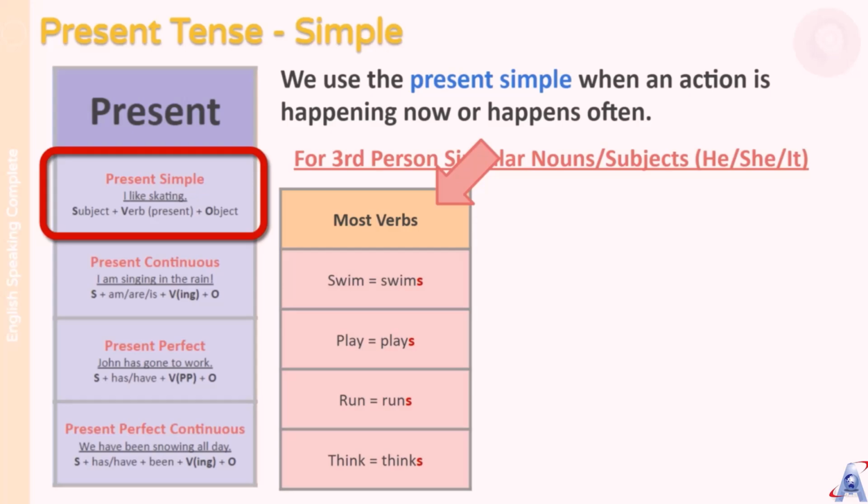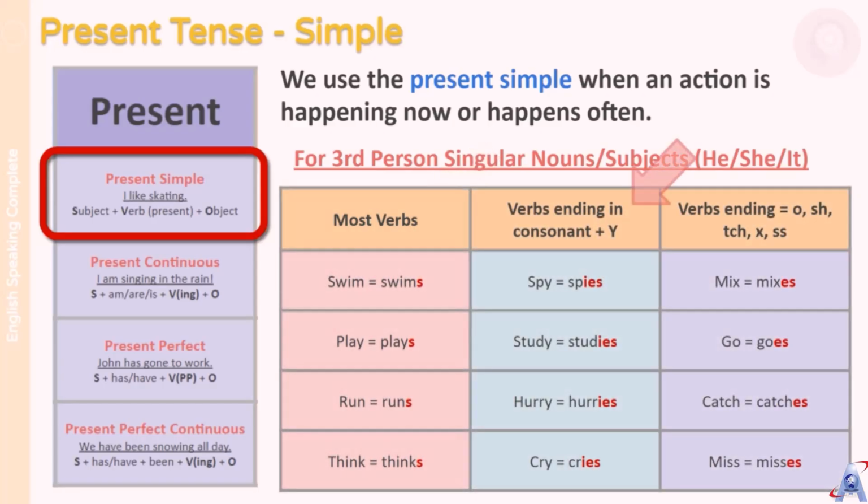Now, depending on the spelling at the end of the verb will change how we change the form. It might not just be an S that we add. And we can see here there are more rules. So if the verbs are ending in consonant plus Y, so a consonant, any letter that is not A, E, I, O, U. So for spy, we have the consonant P plus Y. So consonant plus Y, we don't just add an S, we need to add I-E-S, and we need to take the Y away. So spy would become spies. Study would become studies. Hurry, hurries.